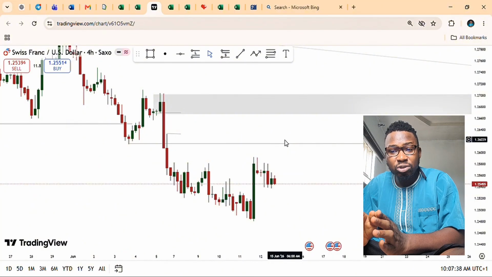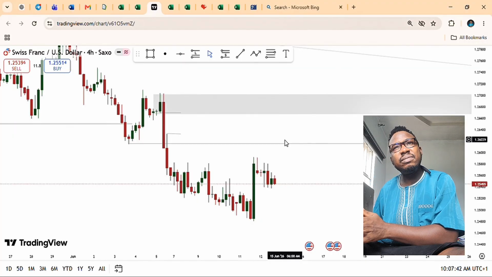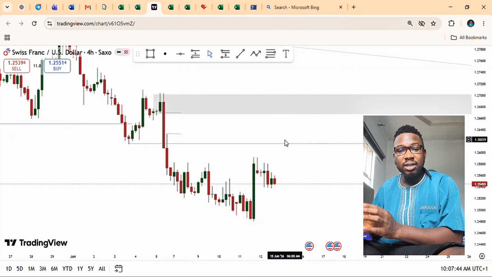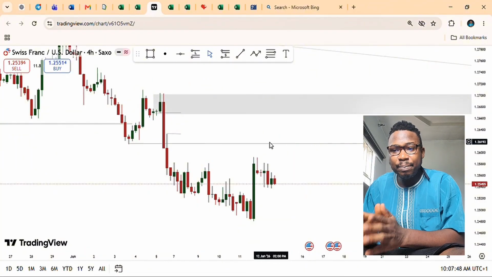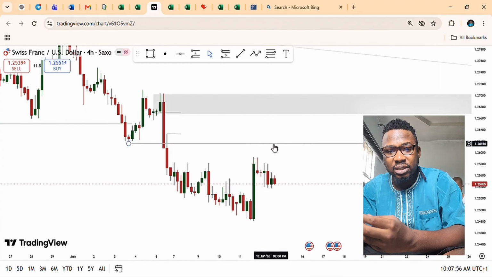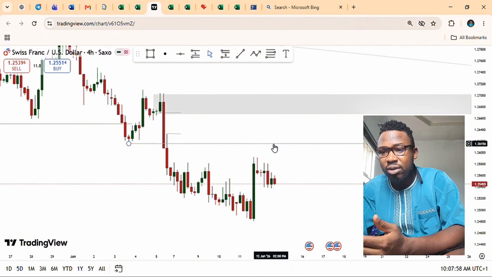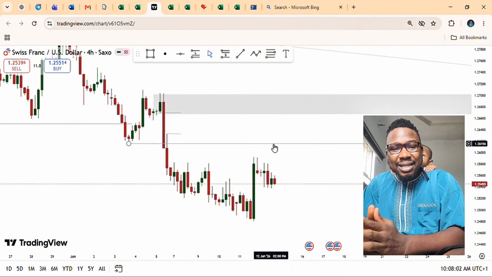So for me to take my short, that is when you go to the lower time frame, maybe 30 minutes, 15 minutes, 5 minutes, whatsoever, to look for confirmation before you take your short. Now the problem here is this: I want to take a sell from this spot and I'm waiting for price to come here. So while I'm waiting for price to come here, I will take the short with confirmation.